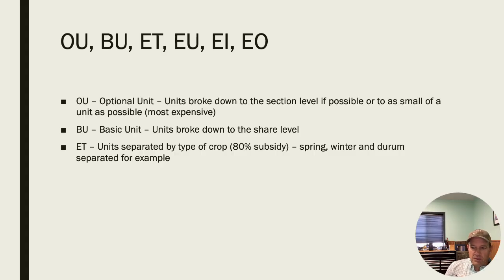Enterprise units by type, this is the most common. So government pays 80% of your premium if you do this. It's going to throw all your spring wheat together in one pot, all the winter wheat together in one pot, and like all the durum together in one pot. But at least it keeps the types separate.